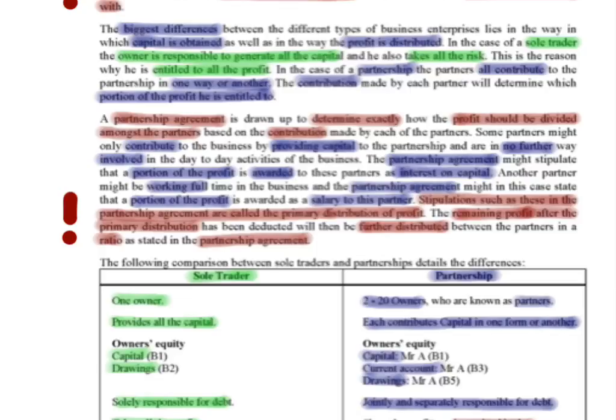In the case of a partnership, the partners are contributing to the partnership in one way or another. What I mean by that is either by giving capital or by giving skills maybe, or some other form of assets, but in one way or another there is a contribution towards the partnership. This contribution made by each partner will determine which portion of the profit he is entitled to. So not one partner will get all of the profits, obviously.